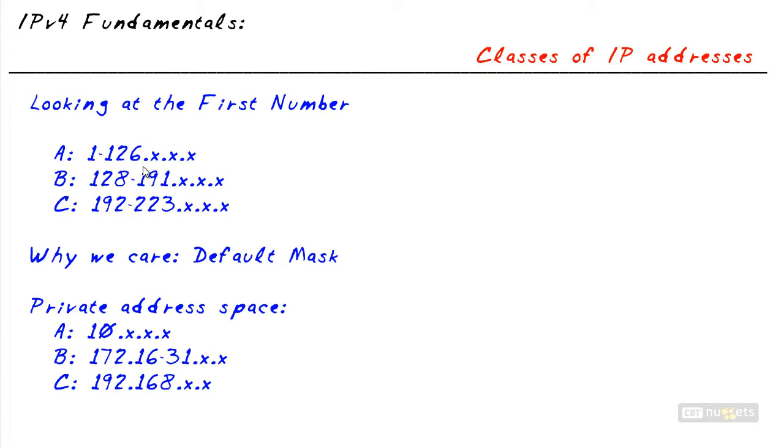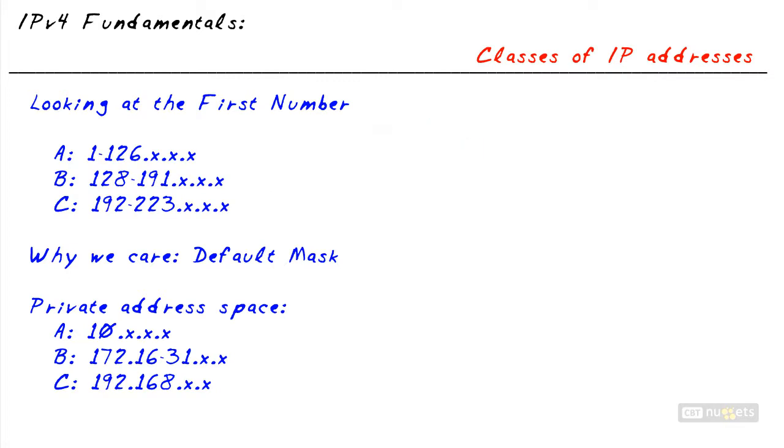That's fantastic. Now, one of the questions that I get a lot is, hey, Keith, I see this is 1 through 126, and I see that Class B starts at 128. What about 127? It's set aside for special purposes, so we can't actually use 127 in a production sense.